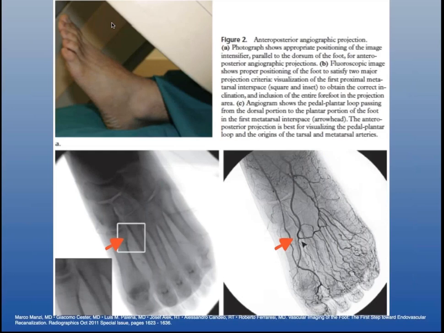What about below ankle interventions? Now I need to get a good AP angiogram of the foot, a good lateral view of the foot. What is the best technique? How should we do it? Well, it's just like what you would expect. You want a good AP foot X-ray.